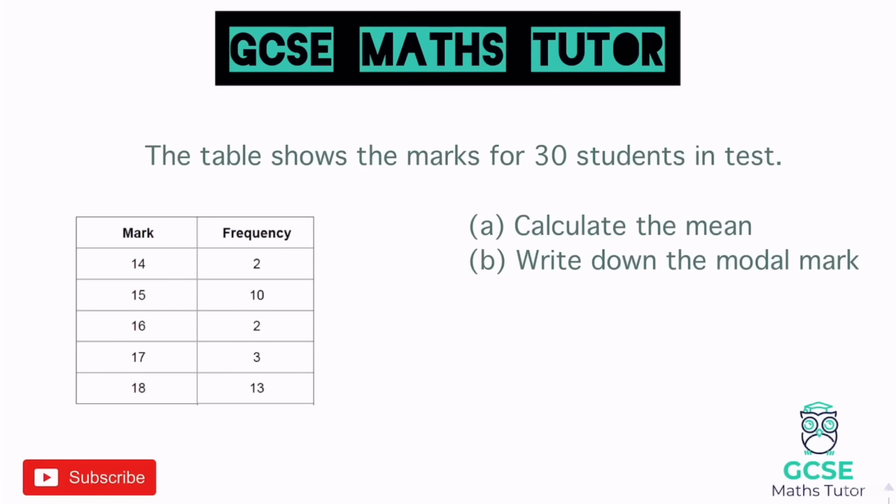Okay, so we're going to start by having a look at averages from a table. So this table shows the mark for 30 students in a test, and it wants us to calculate the mean and write down the modal mark. Now to calculate the mean, it's quite nice and simple.